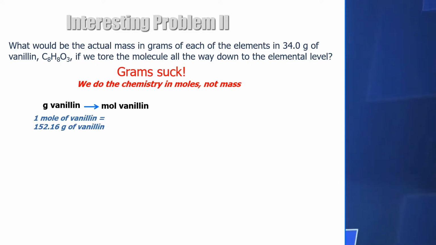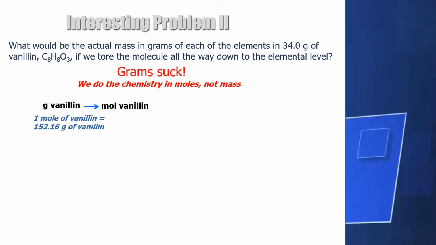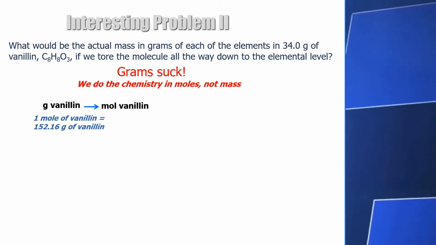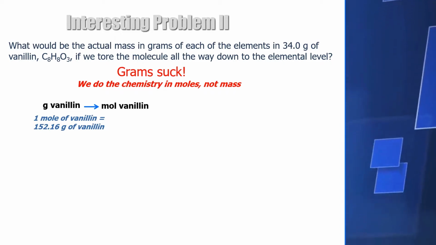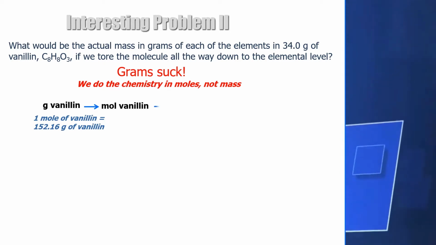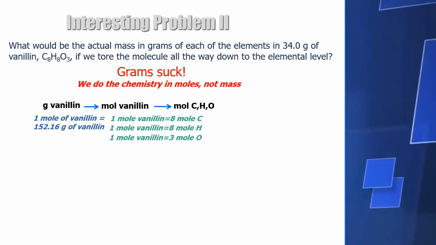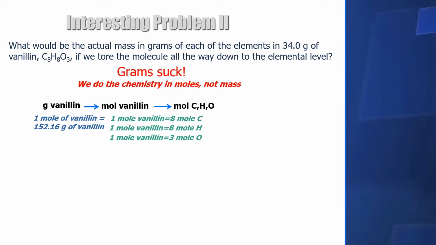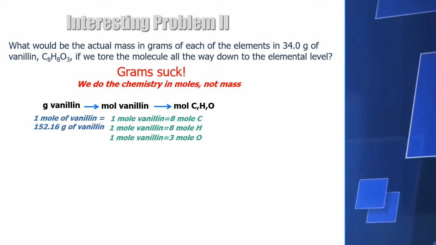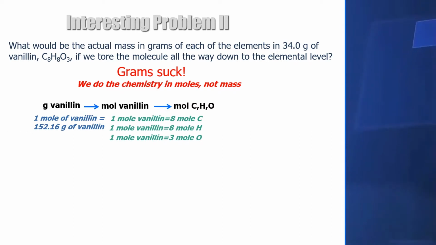These kinds of calculations are called stoichiometric computations. In the previous problem, we changed 34.0 grams of vanillin to its equivalent 0.223 moles. We now will use the subscripts on the molecular formula to give us the correct mole ratios of the elements within the compound. In this case, we see that for every mole of vanillin, there will be 8 moles of carbon, 8 moles of hydrogen, and 3 moles of oxygen. That is the link we need, moles of vanillin to moles of elements.